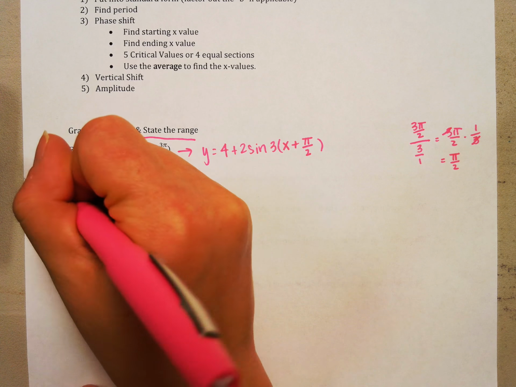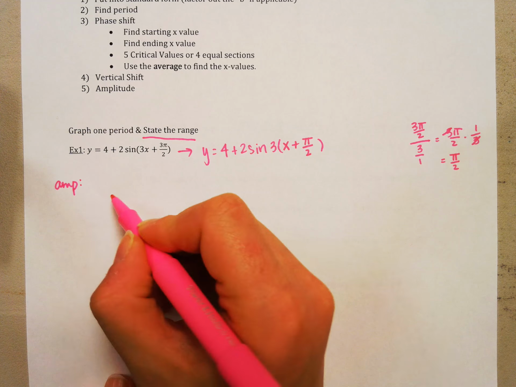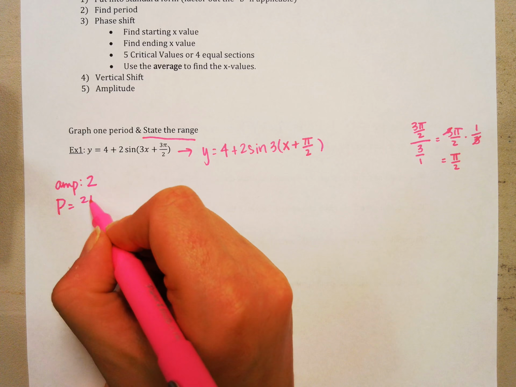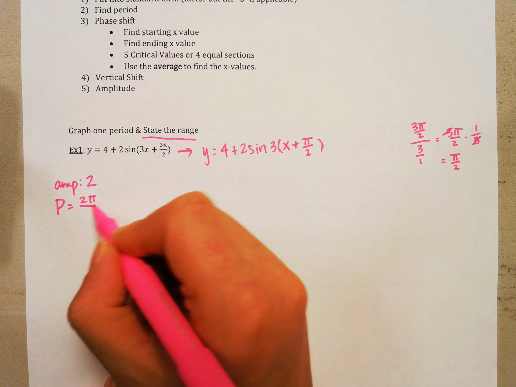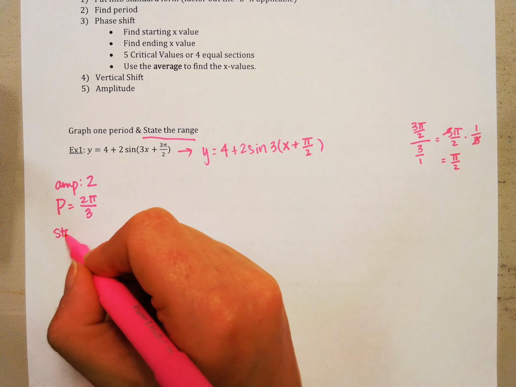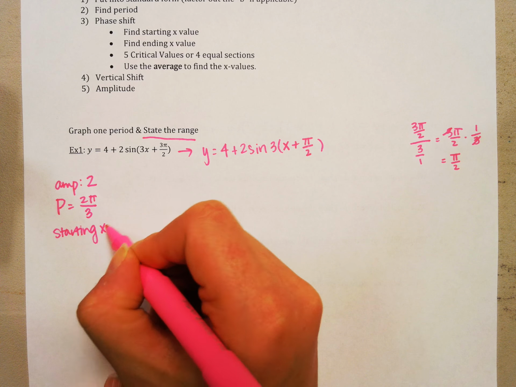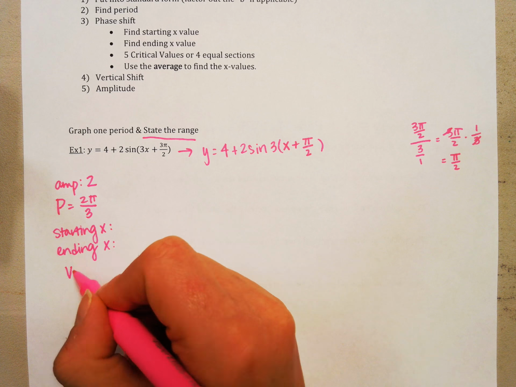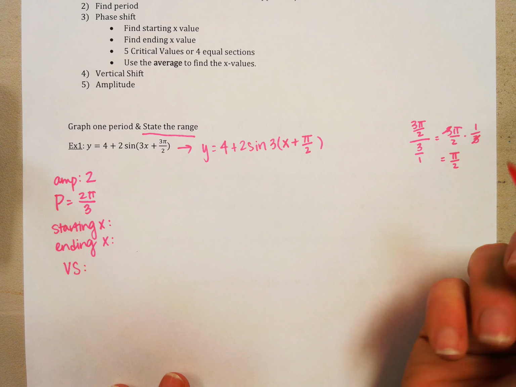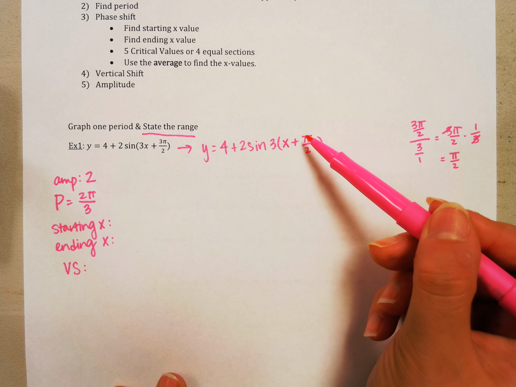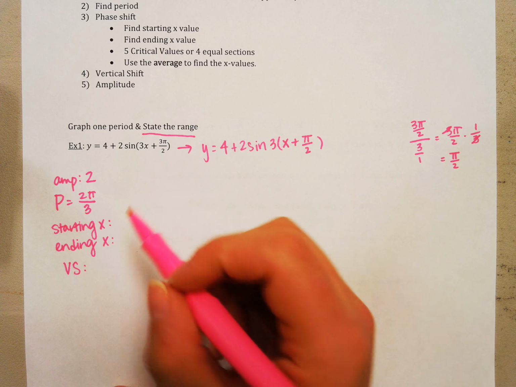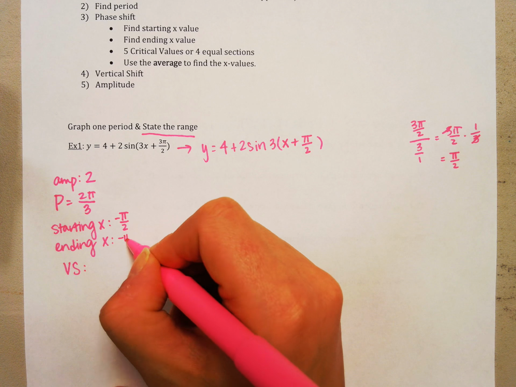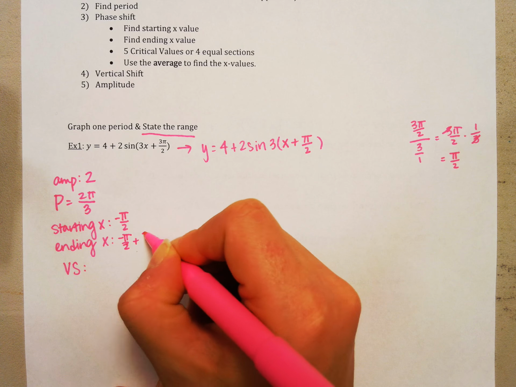So as I'm making my list of everything, my amplitude is 2. My period is going to be 2 pi over my b value, which is 3, so 2 pi over 3. My starting x and ending x. And then the last thing we need now is our vertical shift. So our starting x is plus. We have a plus pi over 2, which means we're going to shift to the left. So our starting x is negative pi over 2. And our ending x value is negative pi over 2 plus our period, which is 2 pi over 3.